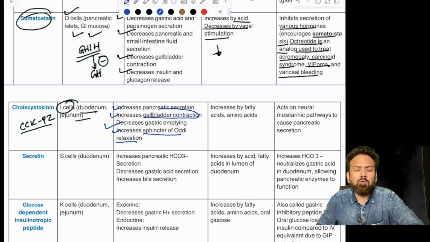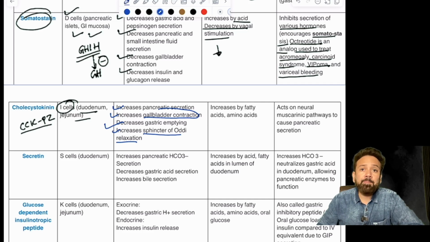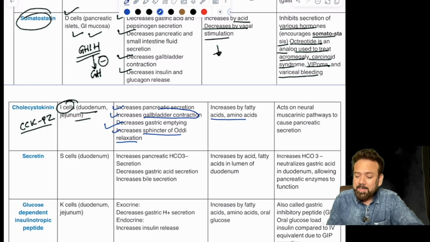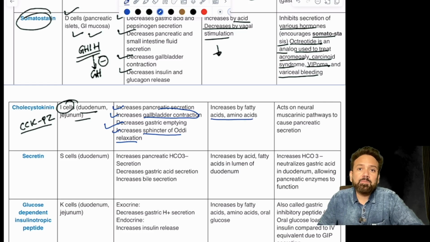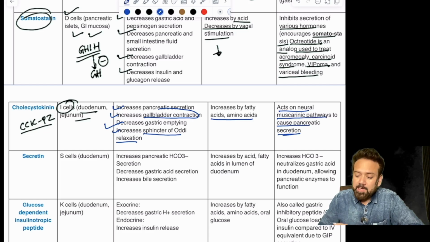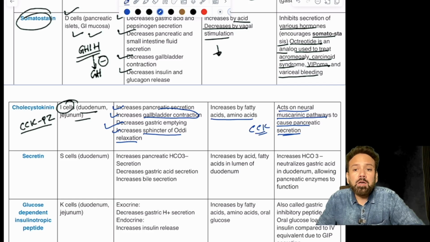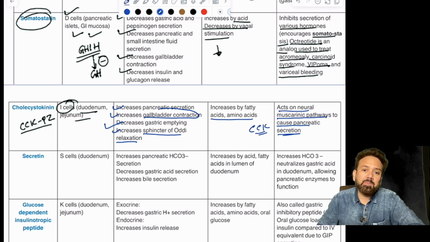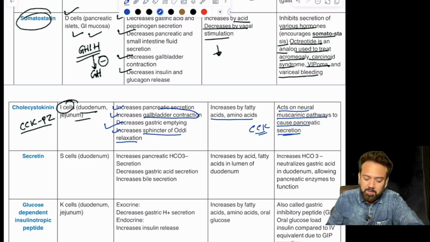Please remember all four actions are very important for the exam, and they are increased whenever we take fat, so more fatty acids and amino acids. Okay, some new points. It acts on the neural muscarinic pathway to cause pancreatic secretion. So it acts on the receptor of cholecystokinin, acting on the neural muscarinic pathway. Is this clear? That is why it is a very, very important hormone.